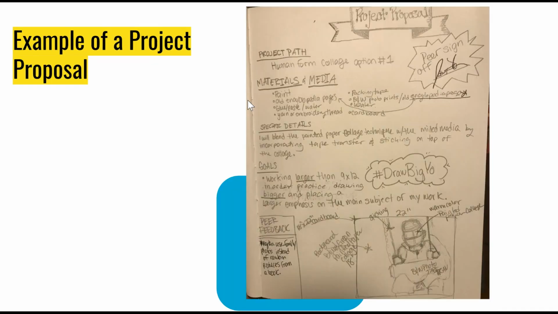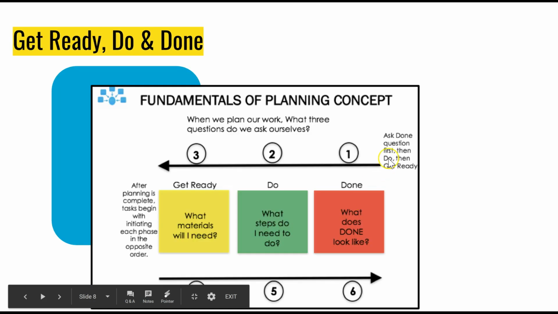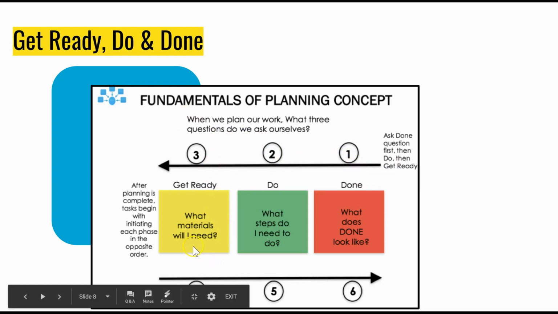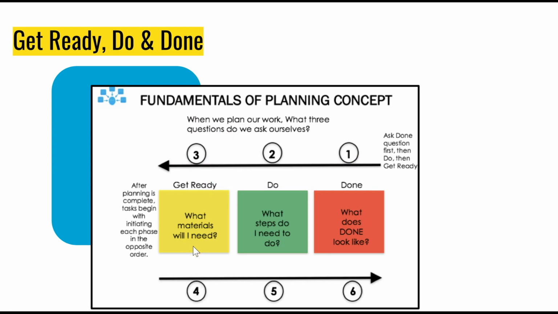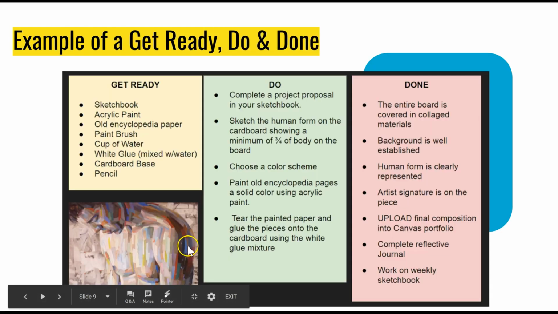And so a finished version of this kind of looks like this. You can see how they do this, and they generally do this in their sketchbooks for me. Another strategy I use is the Get Ready, Do, and Done. This is a fundamental planning tool used a lot in SPED, but I have differentiated it up to use in Gen Ed. This asks the 3 essential questions: what materials will I need, what steps will I do, and what does it look like when I'm finished?